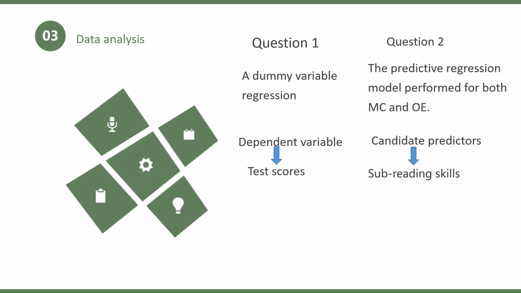Regarding the data analysis, a dummy variables regression was performed to answer the first question. The predictive regression analysis was performed for both MC and OE to answer the second question. In the regression analysis, the test scores were regarded as the dependent variable, and the sub-reading skills were regarded as candidate predictors.